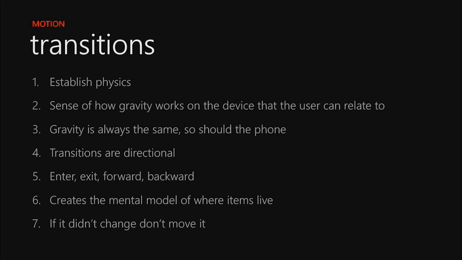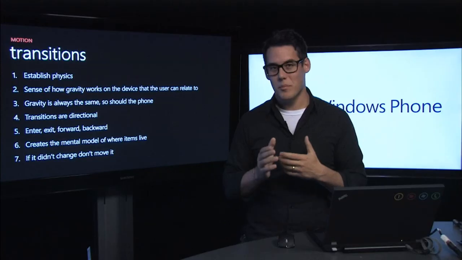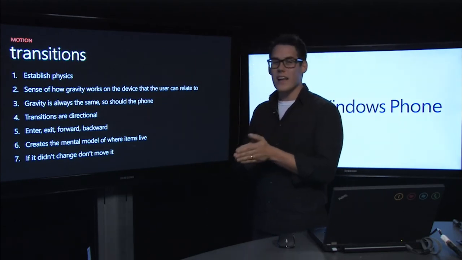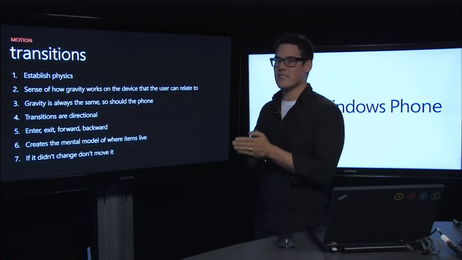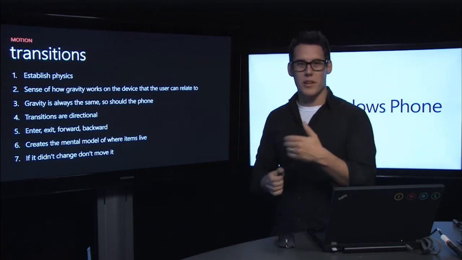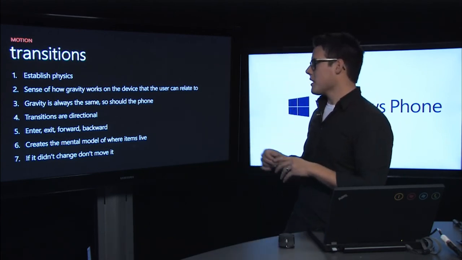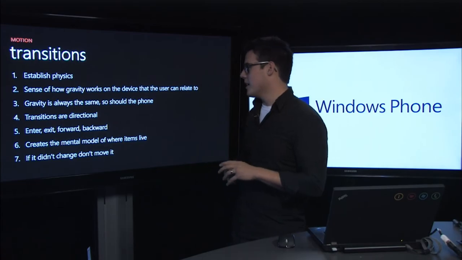So here's a couple of rules, actually a lot of rules about transitions. 1, establish physics. We do this by forward in, forward out, backward in, backward out. A sense of gravity works on the device that the user can relate to, right? This is the digital world. None of the rules of the real physical world actually apply. So when we started working on and designing Windows Phone, and when you're designing your application, create a sense of the real world, actual physics, actual gravity, things snapping into place, objects having their own weight and size. Gravity is always the same, so should the phone.